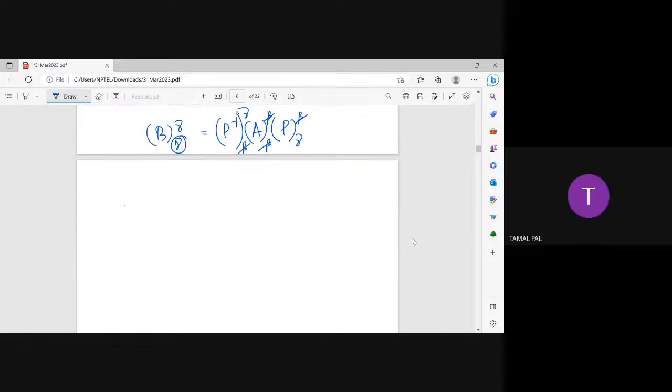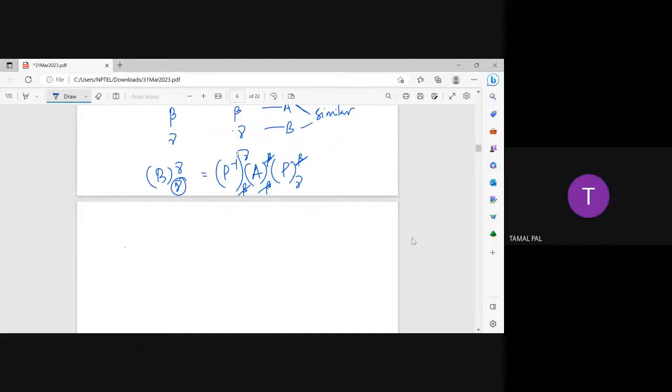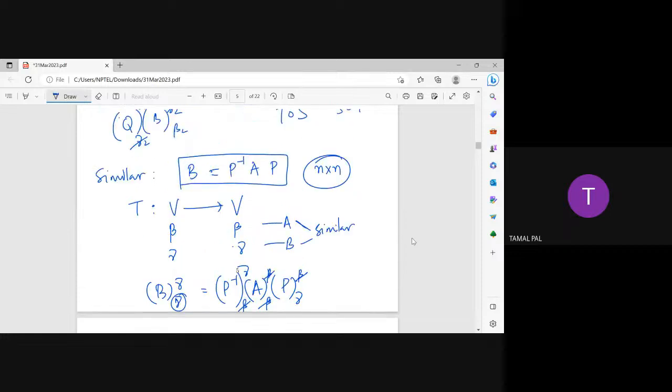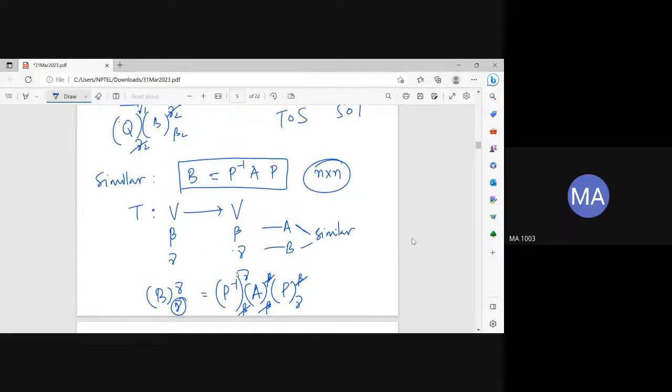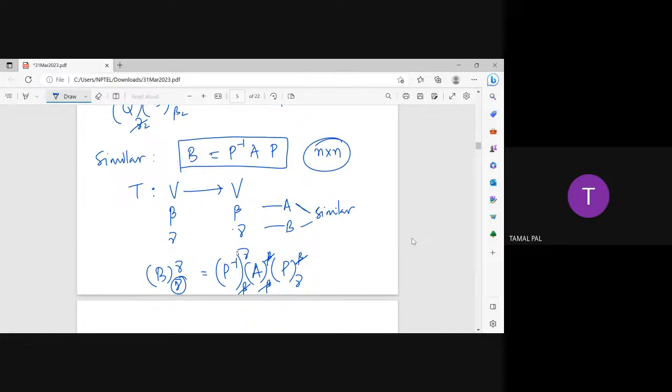I have one question regarding the checking of a similar matrix. So the formula is AP equal to PB. So how do I consider which one is A and which one is B? Should I take any one as A or any one as B? Will the formula be the same?